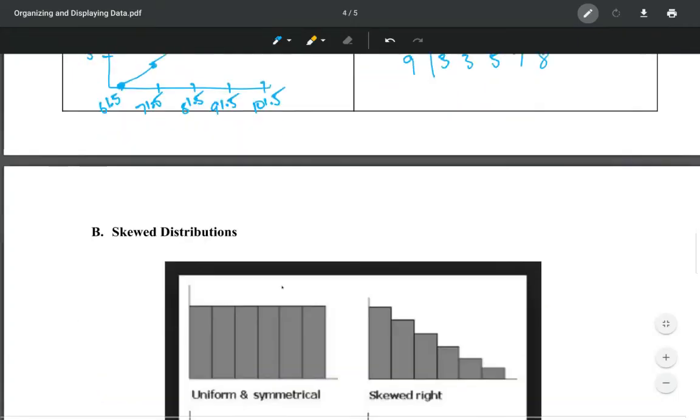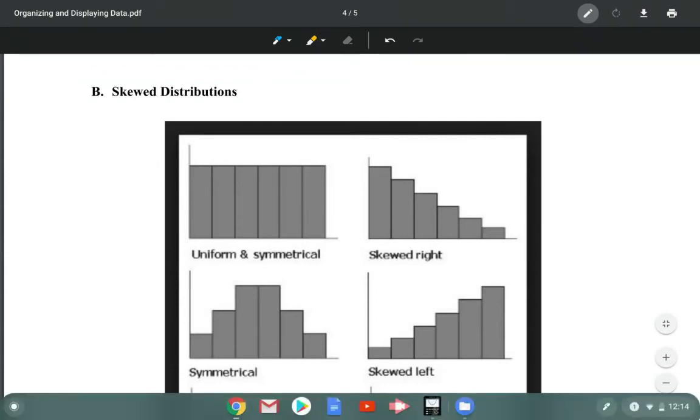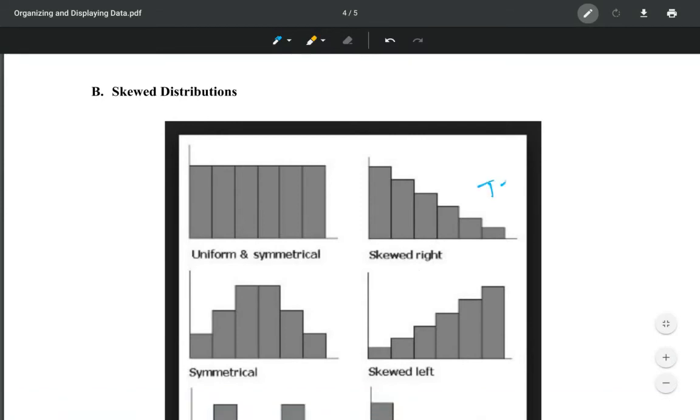As I look at these, I can see that this is uniform and symmetrical. This would be if each of those groups had the same or almost the exact same number of data values. This one is skewed to the right because it has a tail on the right. Something that tapers down to the bottom, we call a tail. Most of the students or scores or data values are over here, so we call it skewed to the right because we've got that tail on the right.